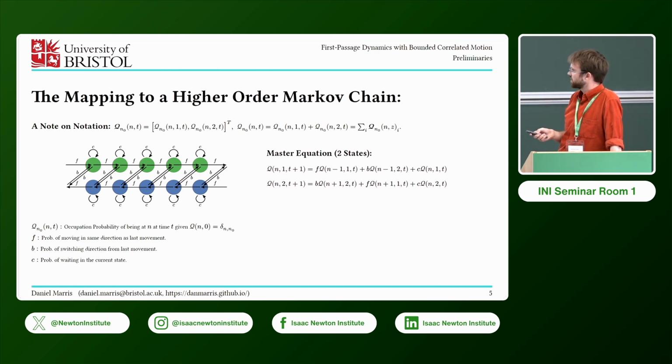And I've got my 3 probabilities, F, B, and C. And the reason I say it's the probability of moving in the same direction as the last movement and not the last time step is just because we allow this probability of waiting in the site, C, and that doesn't change the direction you move because you just don't go anywhere.